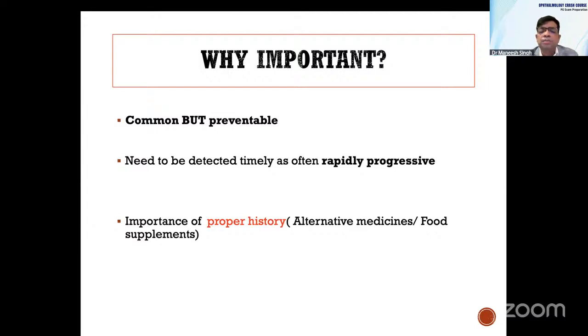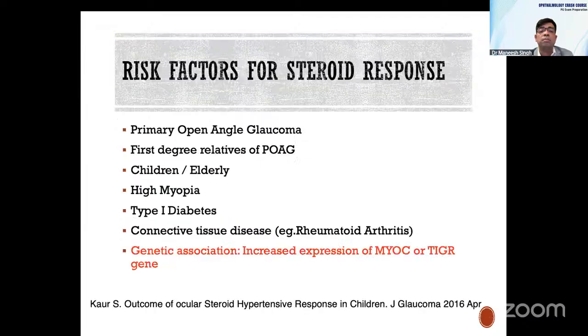Also, proper history should be taken in every glaucoma patient, including the history of alternative medicine. Sometimes patients might be taking homeopathy or Ayurvedic medicines which might contain steroids. Even food supplements and protein supplements often contain steroid, which can lead to a raise in intraocular pressure. First degree relatives of primary open-angle glaucoma patients have a higher response to steroid. But young children, elderly, high myopes, diabetics, and even connective tissue disease patients like those with rheumatoid arthritis are also predisposed to steroid response.